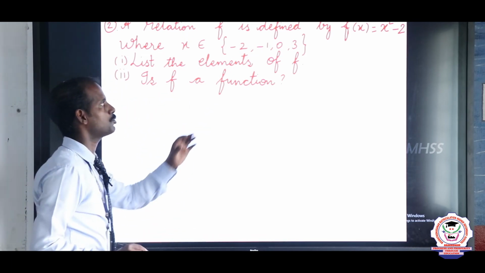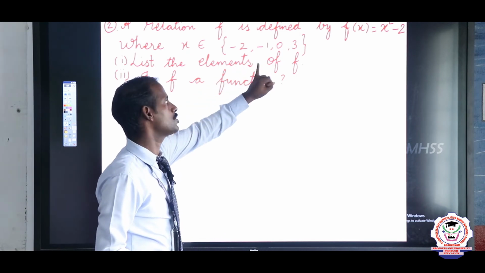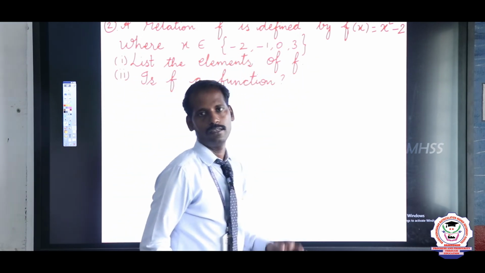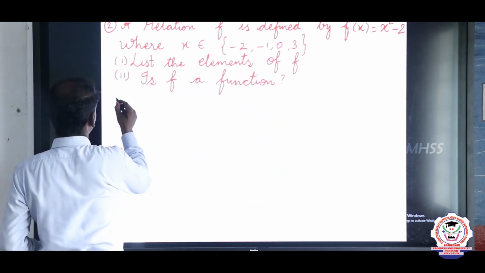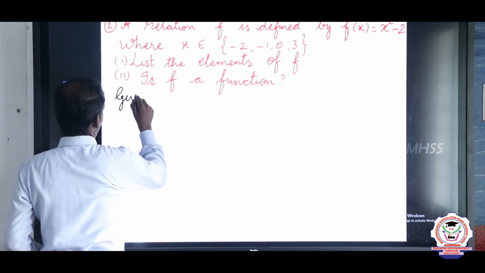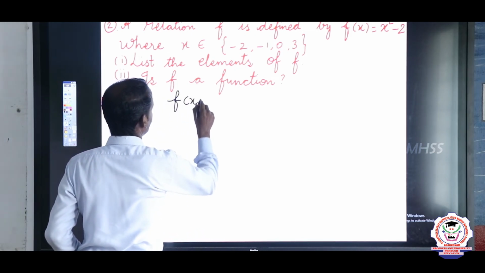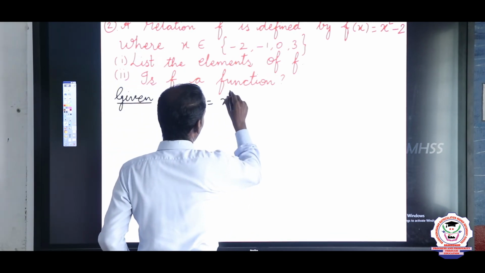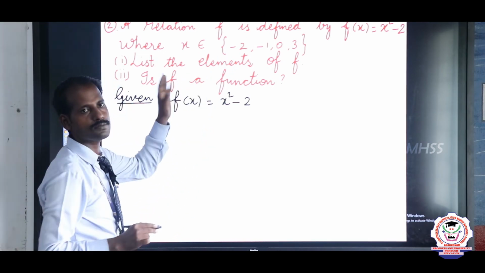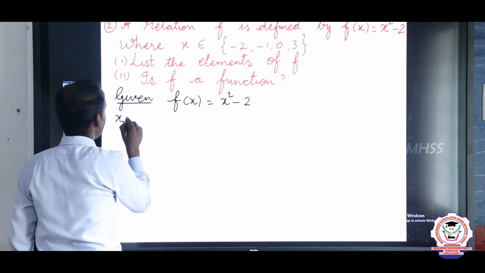First you have to substitute the X elements. What are the X values? Minus 2, minus 1, 0, 3. So 4 different values you have to substitute in f of x in the function. So first, given f of x equal to x square minus 2. Your first value is minus 2. I consider x belongs to minus 2, minus 1, 0, 3. Here the first value is minus 2. X equal to minus 2.